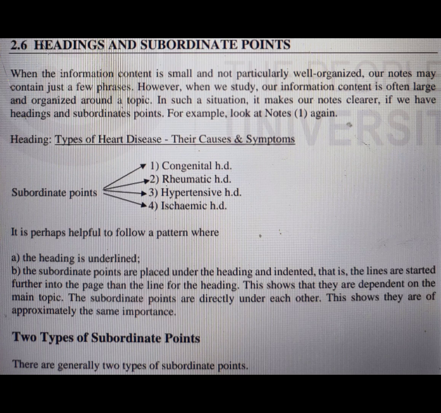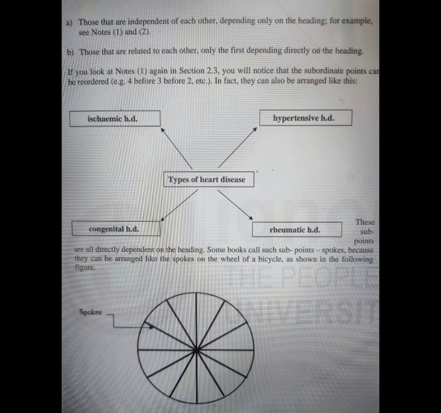2 types of subordinate points. There are generally 2 types of subordinate points. A. Those that are independent of each other, depending only on the heading. For example, see notes 1 and 2.